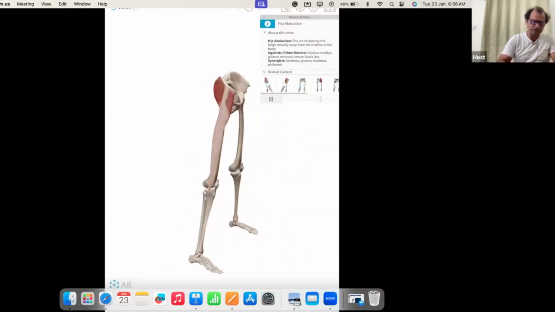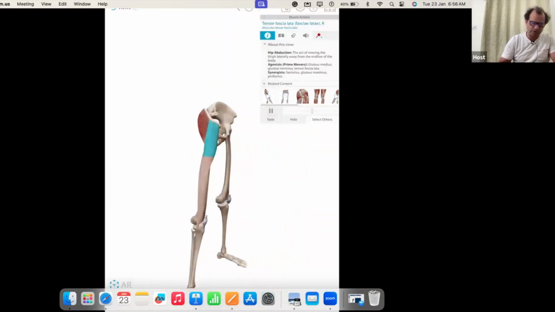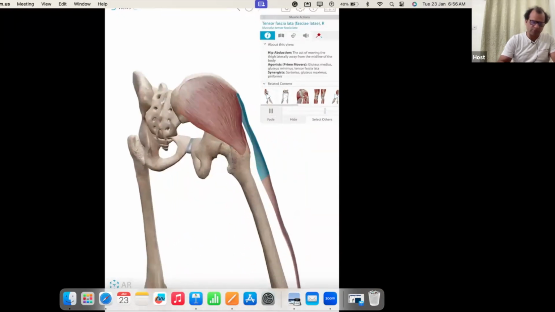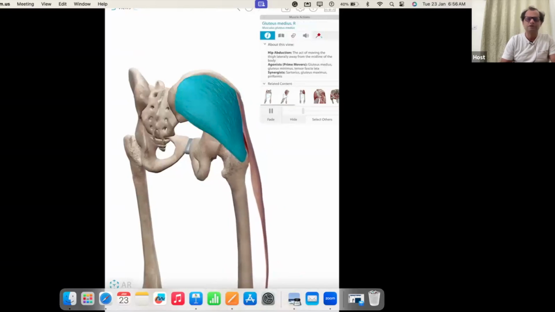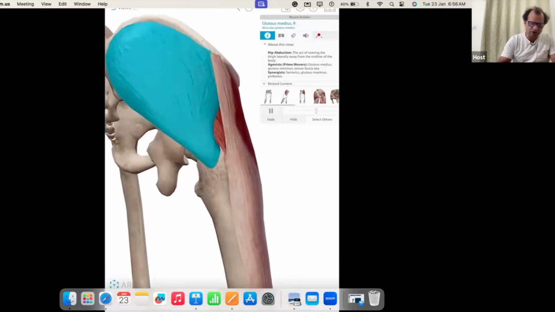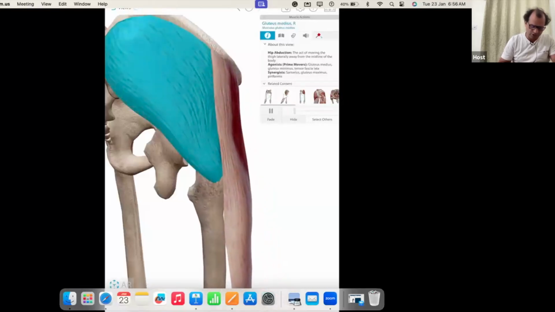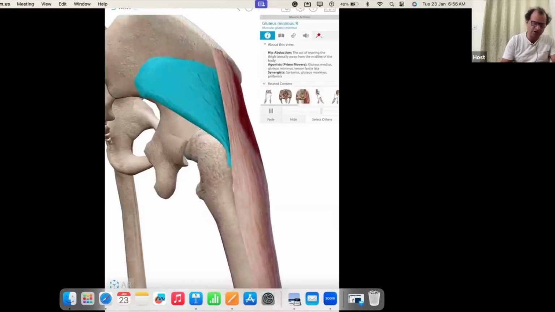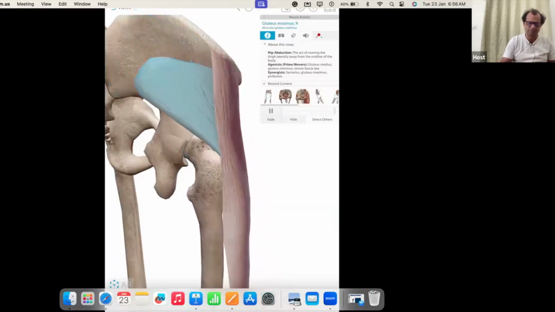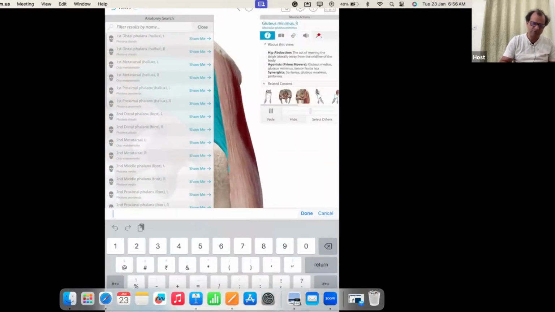From the side we can see this is the tensor fasciae latae, TFL. Who is doing this movement? On the back side we see this is the gluteus medius and minimus. If I remove the medius, we'll be able to see the minimus. This is the inner muscle, the gluteus minimus. So there are 3 muscles doing this movement.